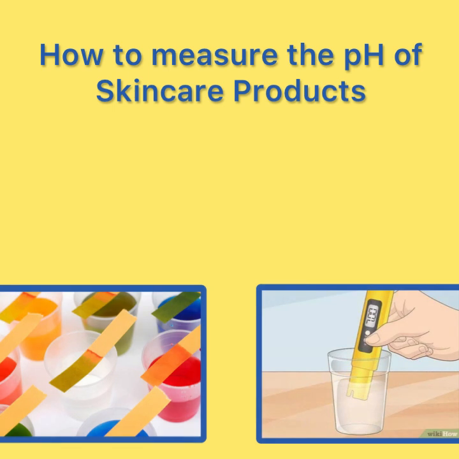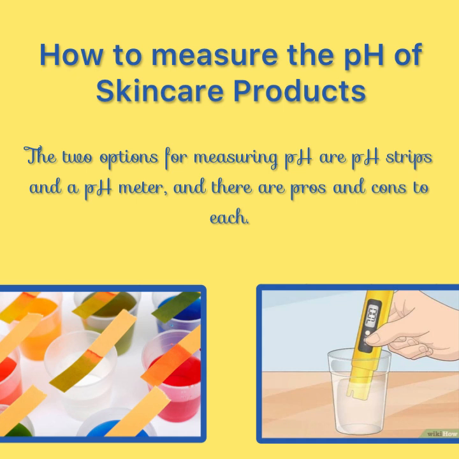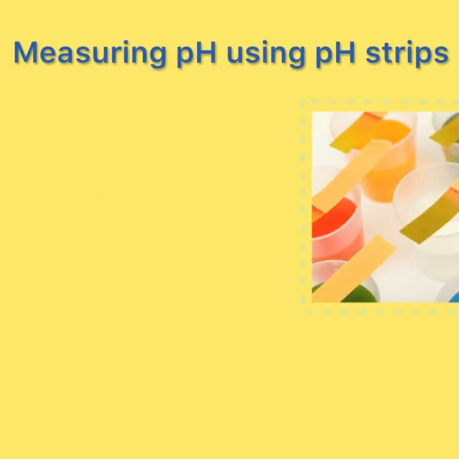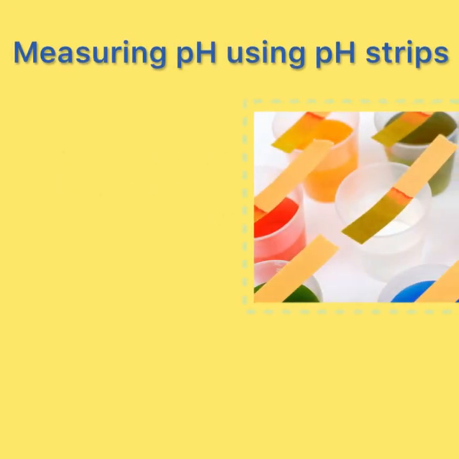After this video, I'm going to attach 2 videos where you're going to see the 2 different ways that you can test or measure the pH of your skincare products, one with pH strips and the other with a pH meter. The two options for measuring pH are pH strips and a pH meter, and there are pros and cons to each. Now let's talk about measuring pH using pH strips.